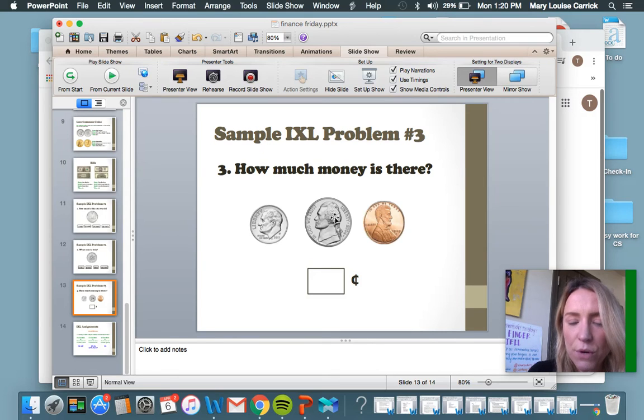What I would do when I'm adding coins is I would take the coin with the highest value, so my dime, which is worth 10 cents, and then add on from there. So you're adding on smaller numbers instead of adding on bigger numbers.